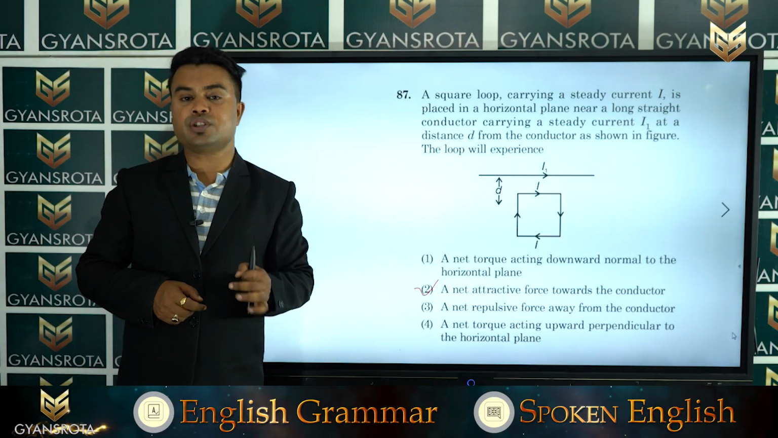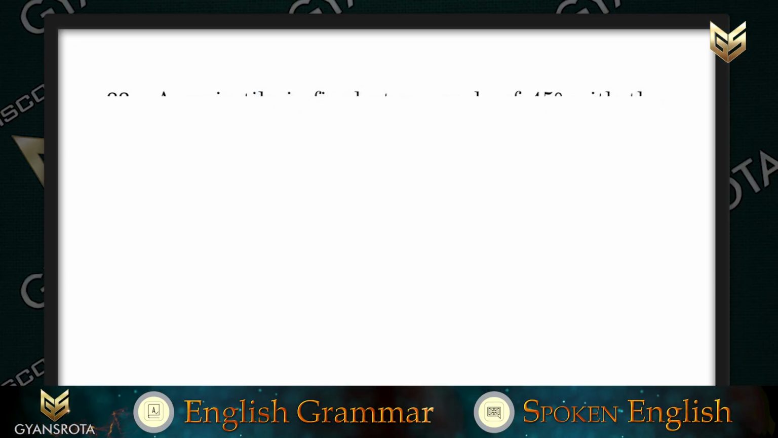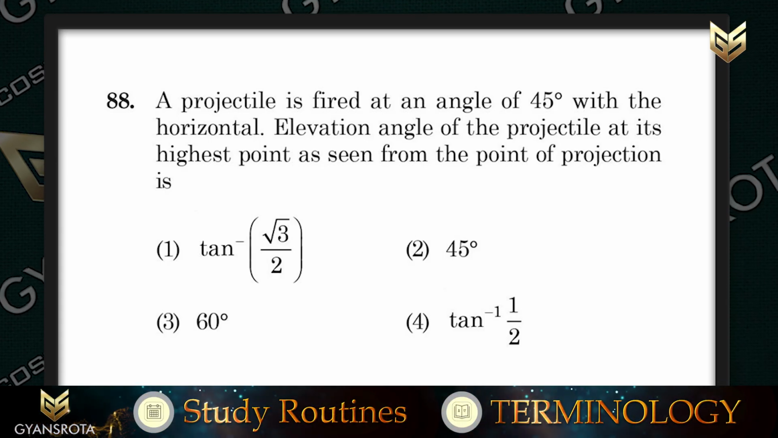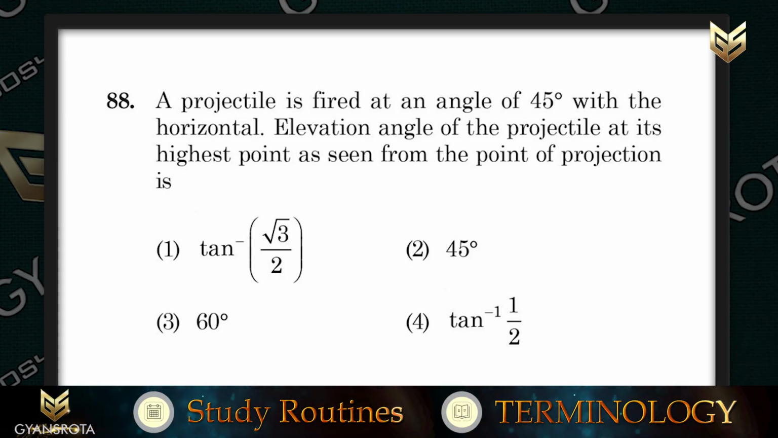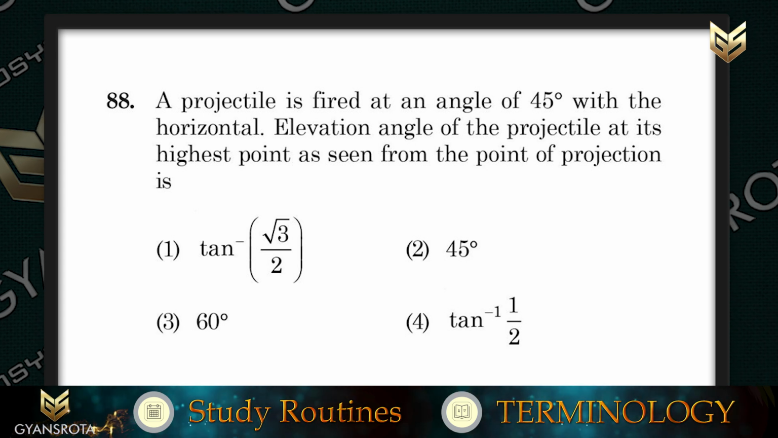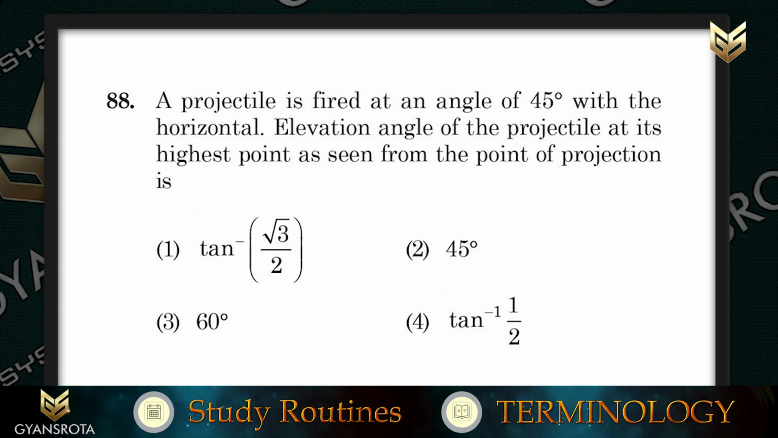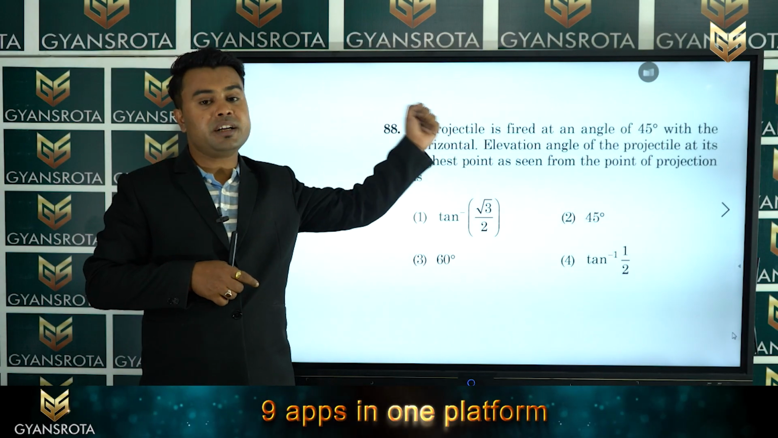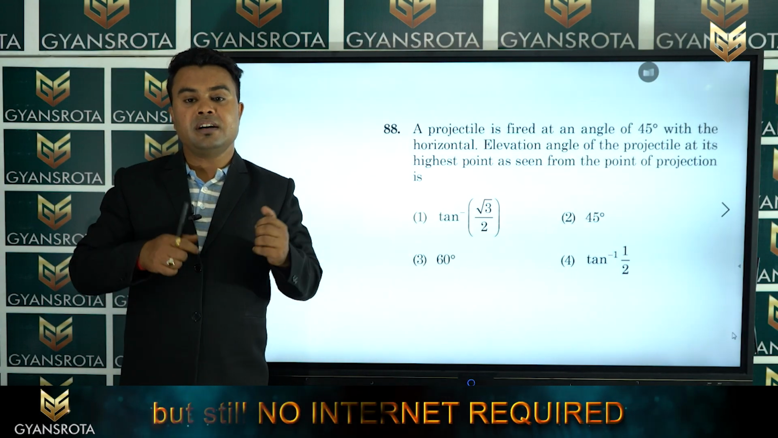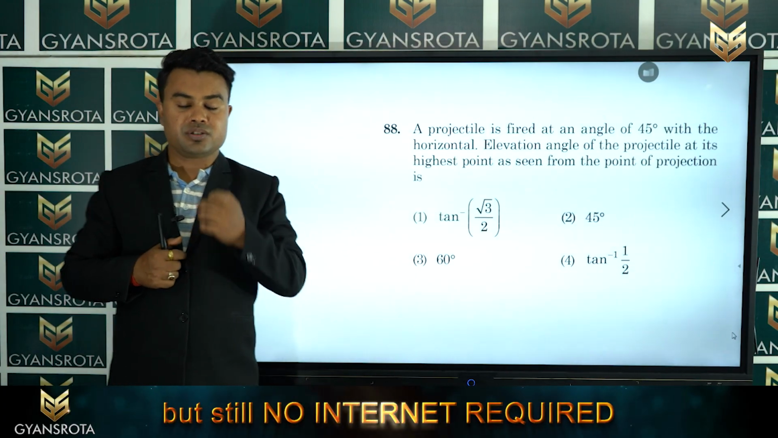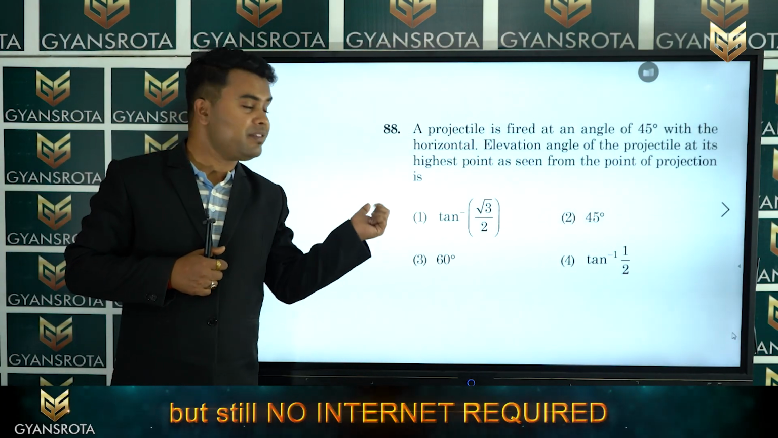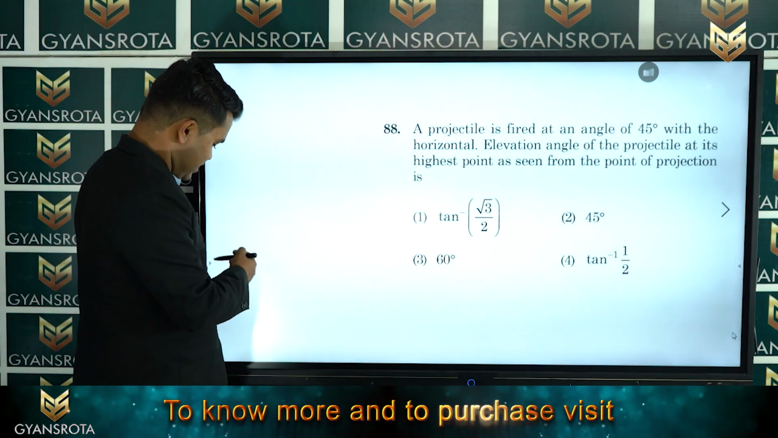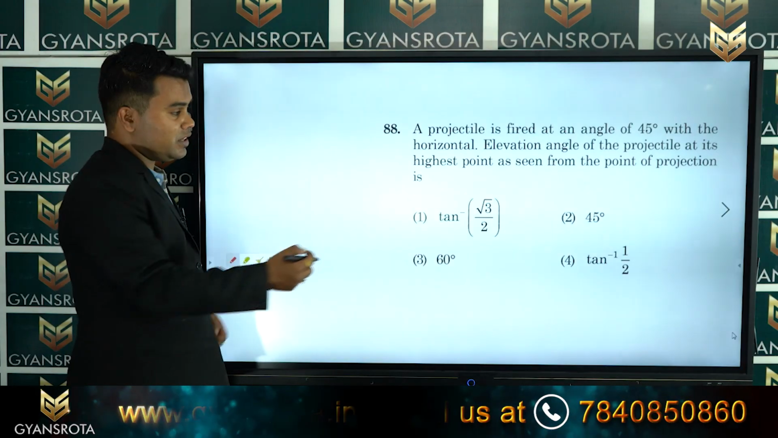Now, let us move to the next question, that is question number 88. A projectile is fired at an angle of 45 degree with the horizontal. The elevation angle of the projectile at its highest point as seen from the point of projection is. At the highest point, how much is the elevation angle that can be seen? So, for that we have to know how many phi's will be there. This is a question from projectile motion. So, I can solve this one, or I can tell you to apply this.